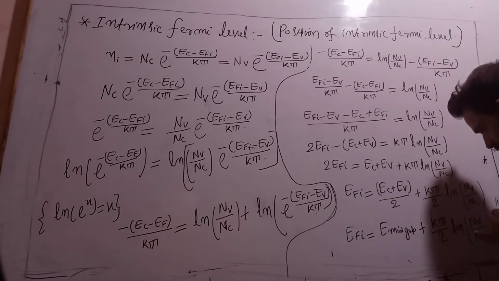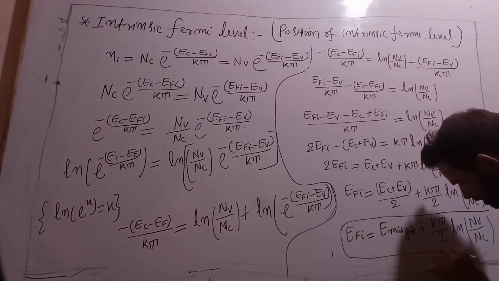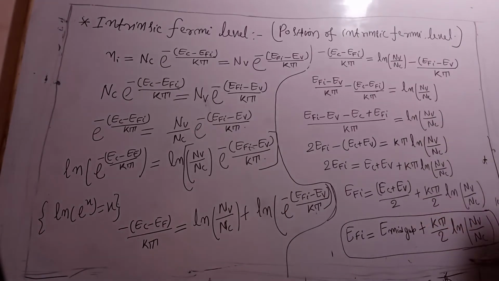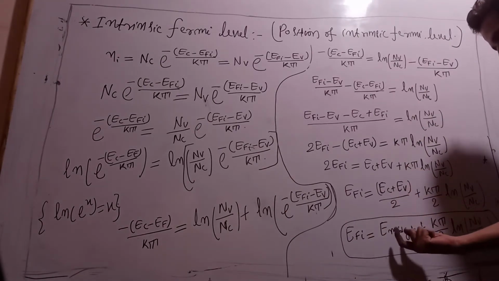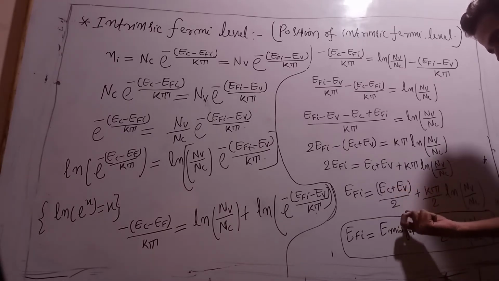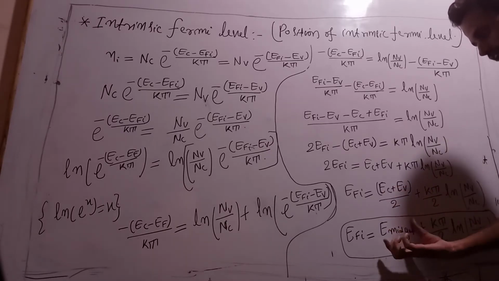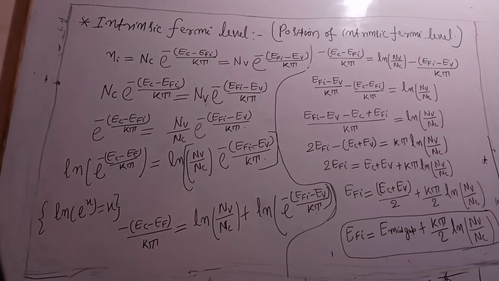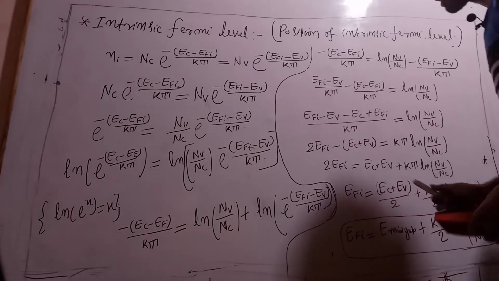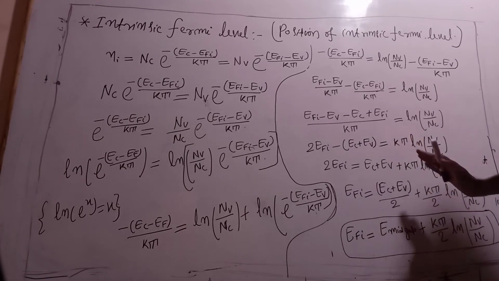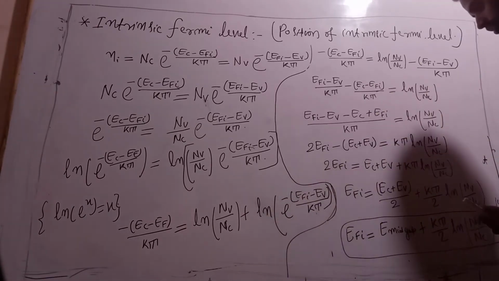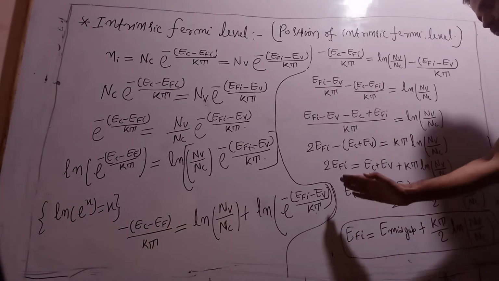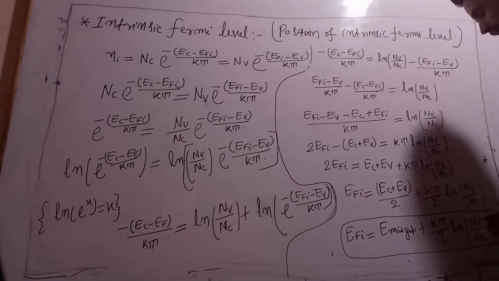This is actually our position of intrinsic Fermi energy level. Okay, so this is the position of intrinsic Fermi energy level. This is my E mid gap, which is nothing but Ec plus Ev by 2, means it is the center of the forbidden energy band gap. So now let us proceed further. We will simplify it further, and we will see what type of result we get for the position of the Fermi energy level with respect to Nc and Nv.